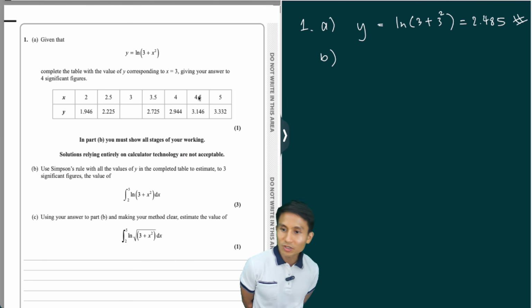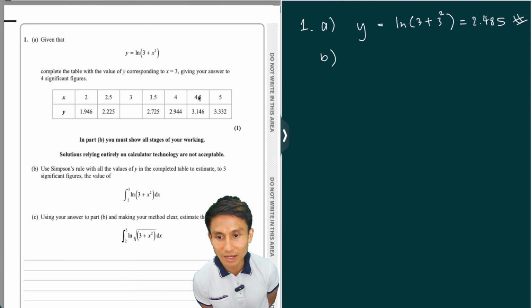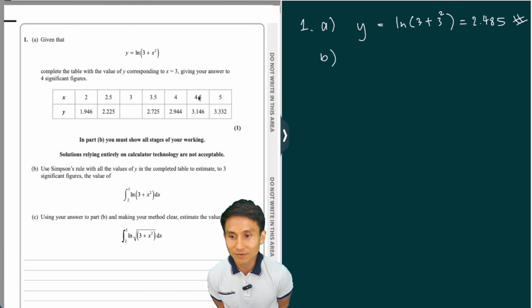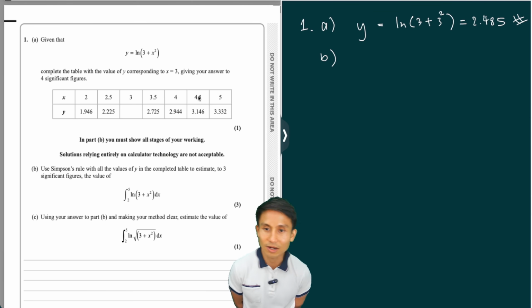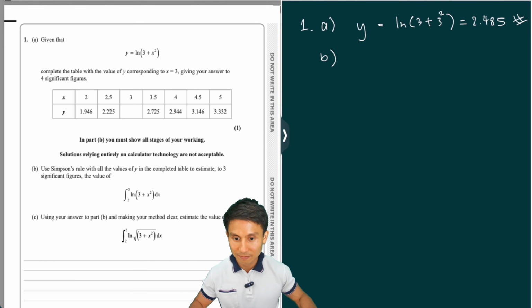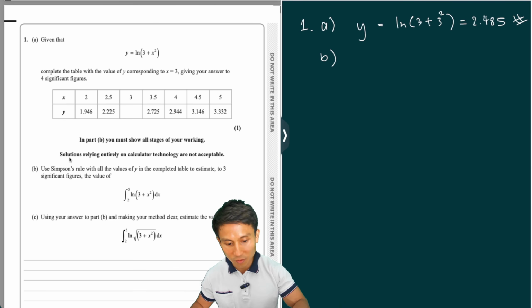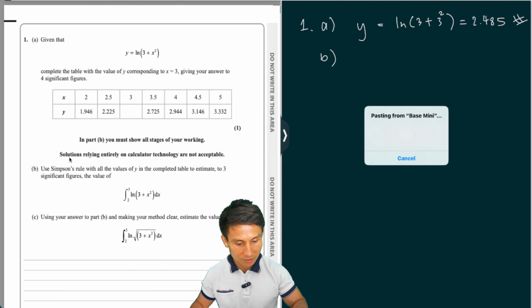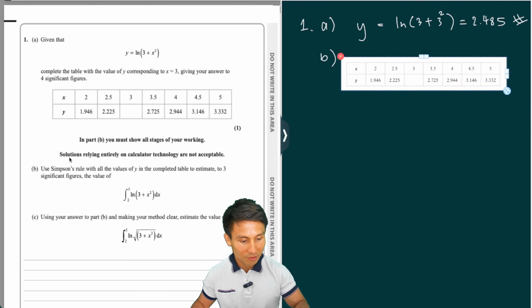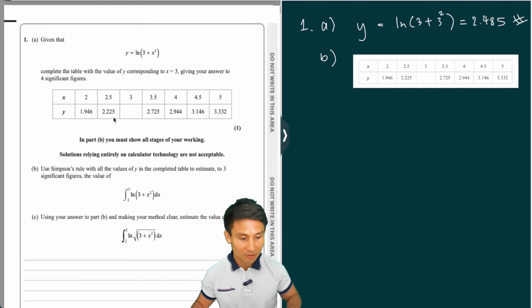Now part B, using Simpson's rule with all the values of y in the completed table to estimate to 3 significant figures the value of that integral. Alright, so let me just copy the table and show you how I would go with this. It's just the easy way to maybe memorize the formula. Okay, so that's the table there. And you can do that in the paper, right? I'm just using this feature here, copy.